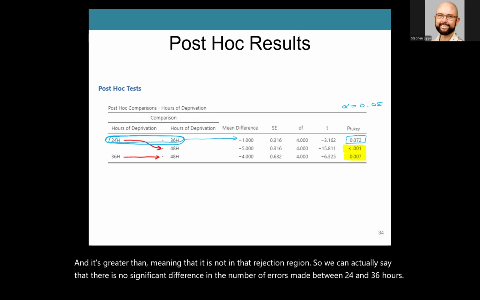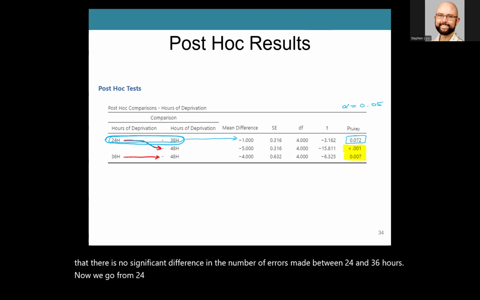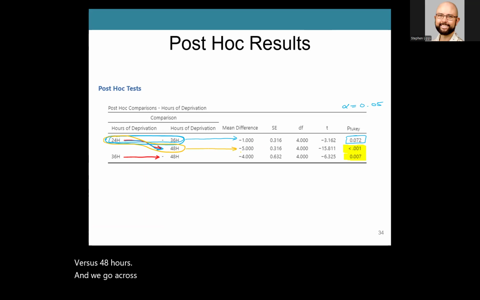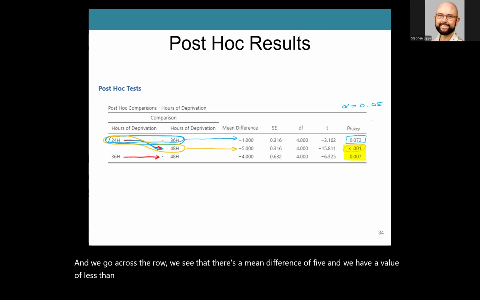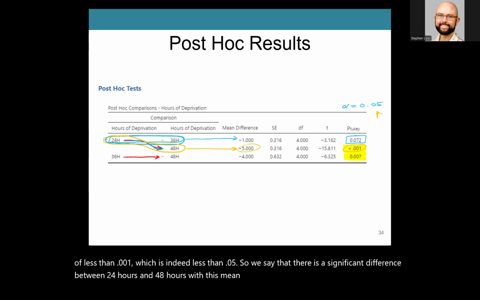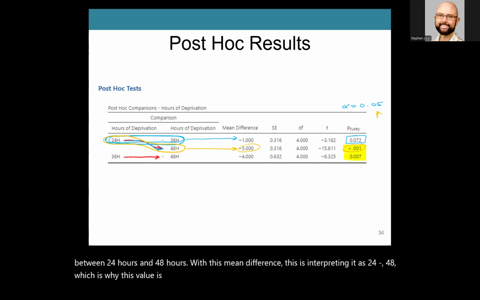36 hours. Now, if we go from 24 hours down to 48, we're now comparing 24 versus 48 hours. We go across the row, and we see that there's a mean difference of 5, and we have a p-value of less than 0.001, which is indeed less than 0.05. So we say that there's a significant difference between 24 hours and 48 hours. This mean difference is interpreted as 24 minus 48, which is why this value is negative, because 48 hours had a higher average amount of errors made.